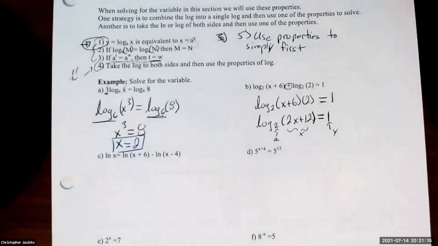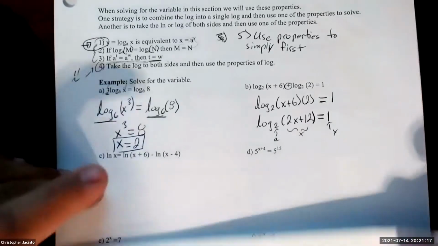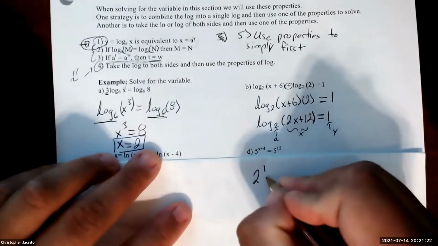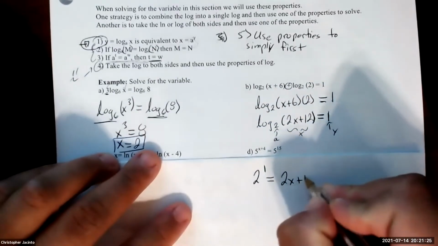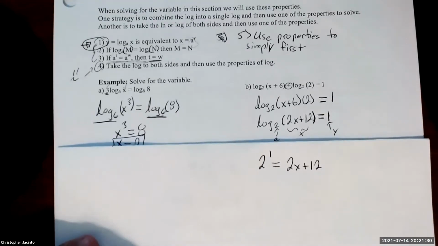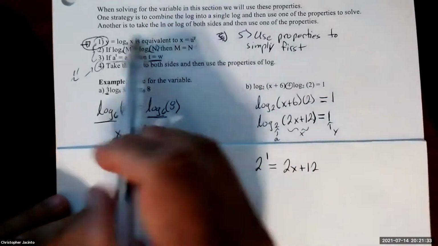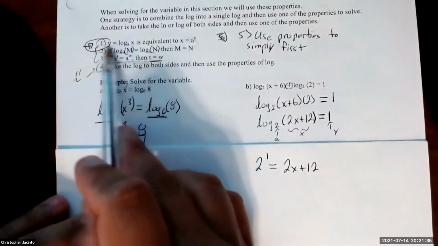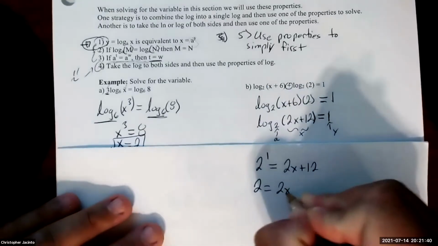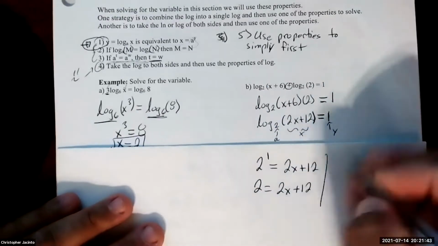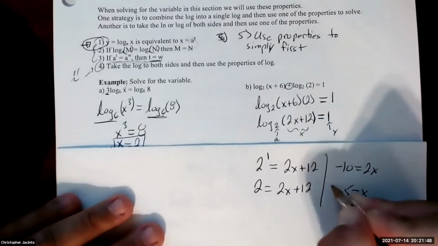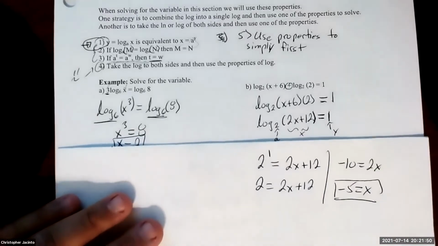So now when we simplify this or just convert it, using our equivalency, we're going to have 2 raised to the 1 power equals 2x plus 12. And look at that. It makes it much easier to simplify and solve now. Again, all we did was use the first property, the equivalency, to solve for the variable. So 2, subtract 12 from both sides, and then divide by 2. So we have x must equal -5.